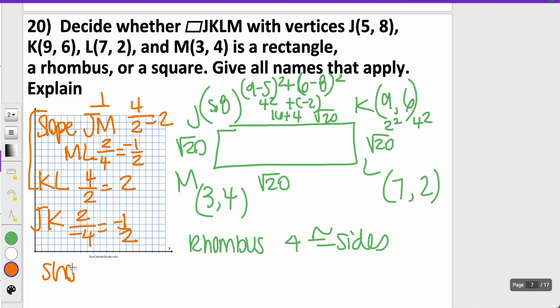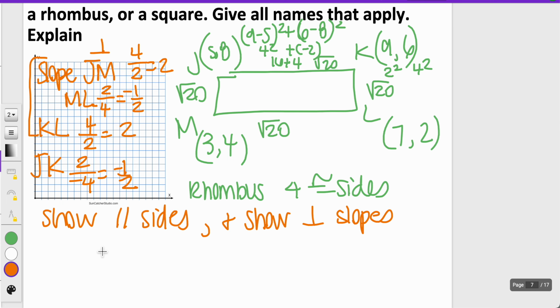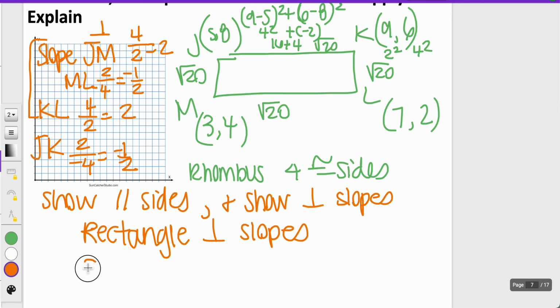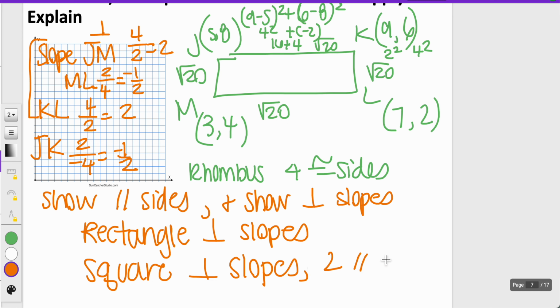So I'm showing parallel sides because I have two pairs of the same slope, and I'm showing perpendicular slopes, opposite reciprocals. So now I can probably even say this is a rectangle because of perpendicular slopes. But the best way to say this would be a square because I now have perpendicular slopes, two pairs of parallel sides, and 4 congruent sides.